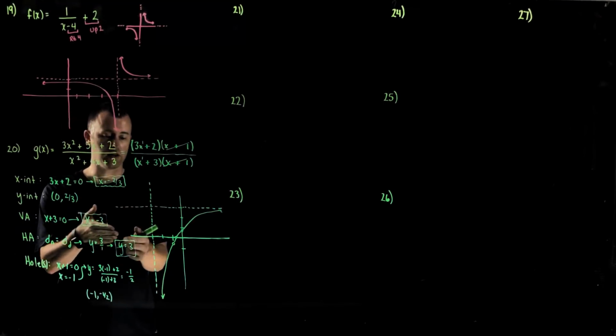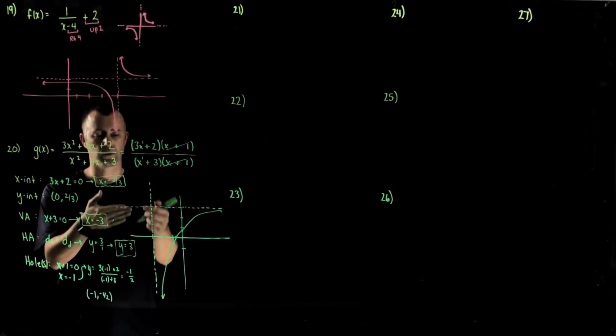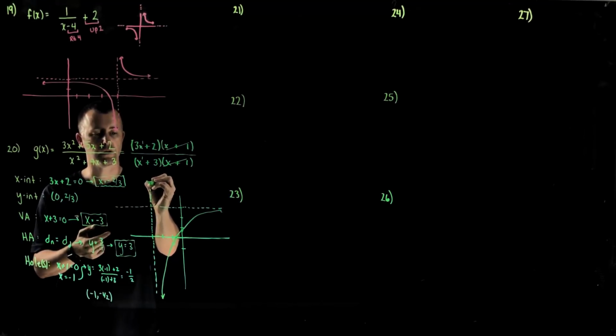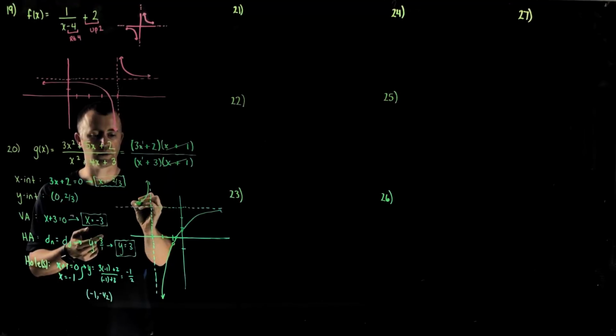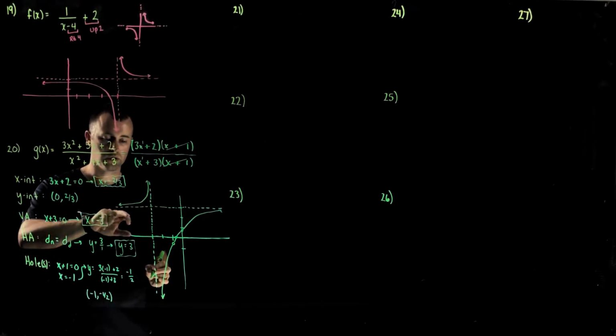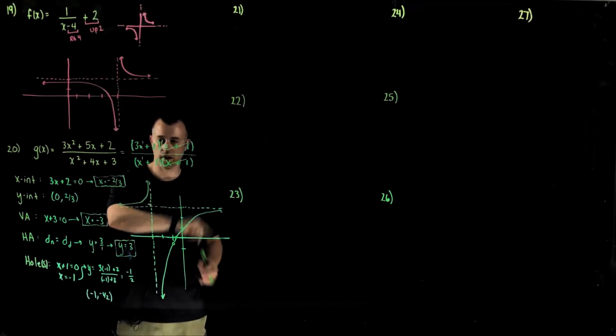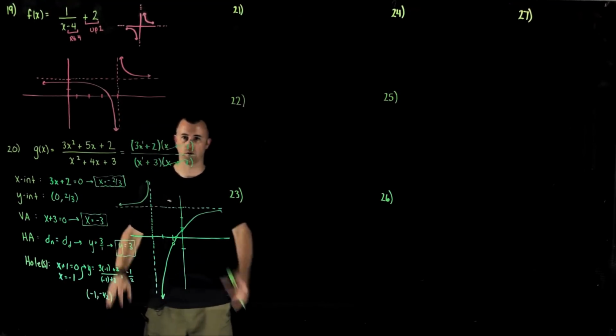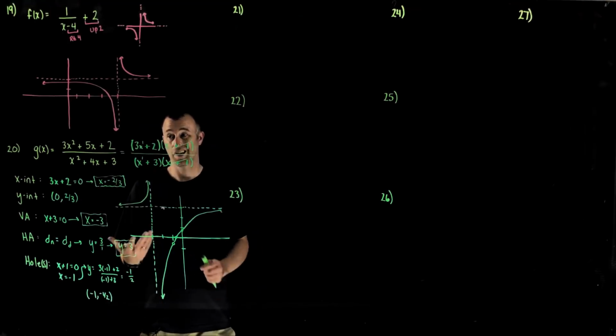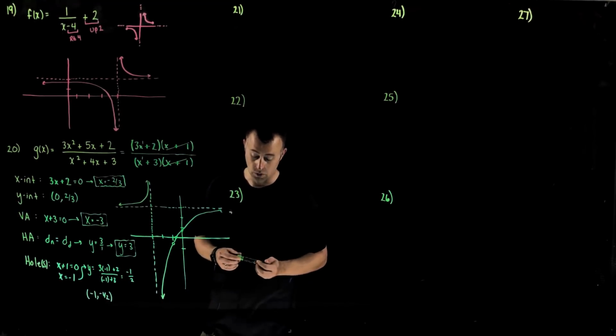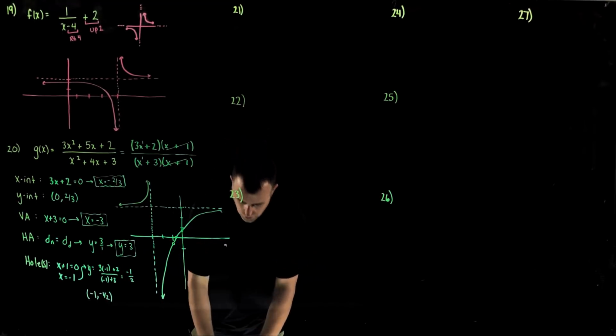This graph doesn't have an x-intercept to the left of that vertical asymptote, so by default it has to be up here, because if you drew it down below that horizontal asymptote, it would have to cross over the x-axis. Well, it doesn't. So that has to be your graph for number 20, and all the important information that should answer the questions that this problem is asking you to answer.